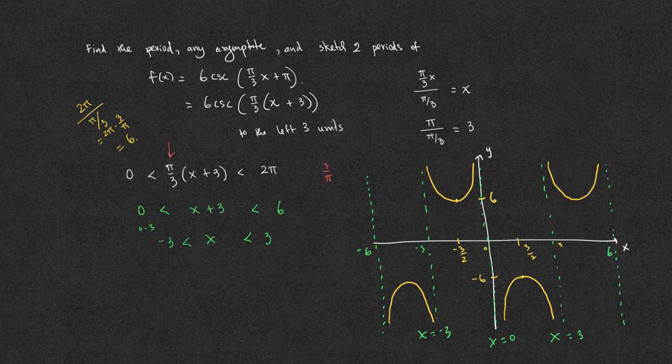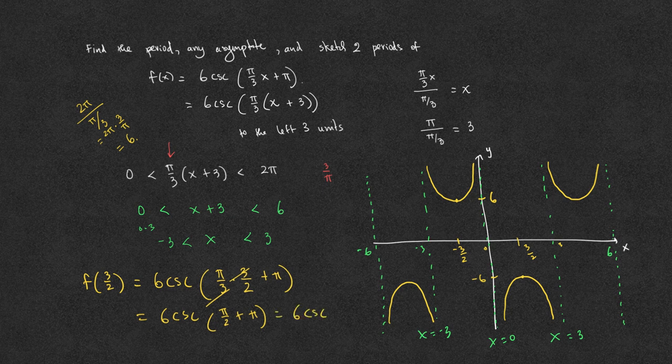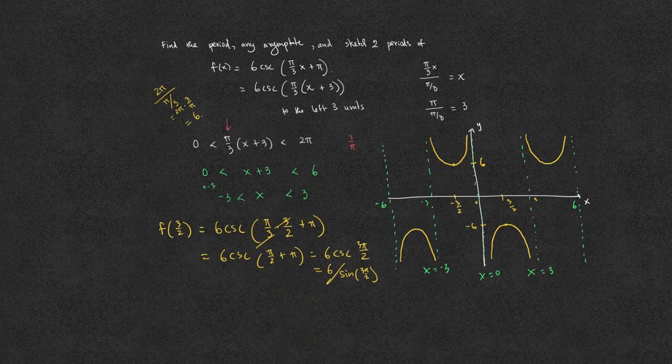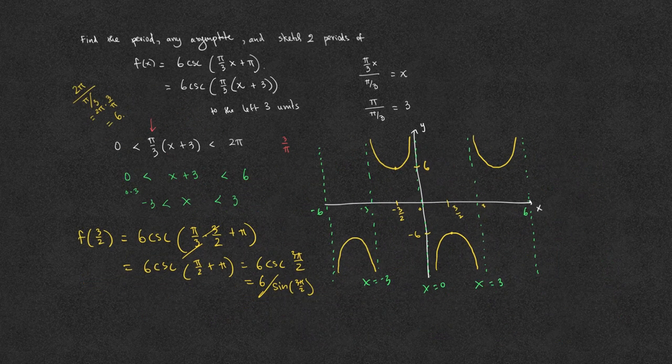Note that if we were to plug in 3/2 into the given function, we would have 6 cosecant of pi/3 times 3/2 plus pi. This is 6 cosecant of pi/2 plus pi, which is 6 cosecant of 3 pi/2, or 6 over sine of 3 pi/2. But we know the sine of 3 pi/2 is negative 1, so this is 6 over negative 1, or negative 6. And that is how we get negative 6.